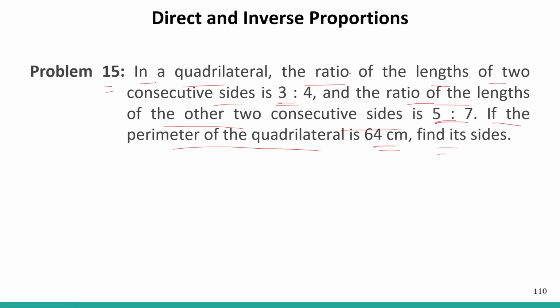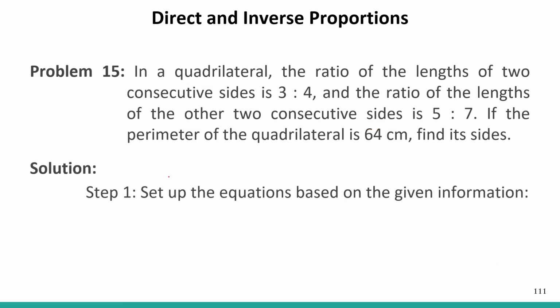Okay, you have a quadrilateral, the ratio of the lengths of two consecutive sides. Let's say you have a quadrilateral here, A, B, C and D. So AB by BC is equal to 3:4, which is given, and the ratio of the lengths of the other two consecutive sides, CD by AD, is equal to 5/7, given here. So if the perimeter of the quadrilateral is 64 centimeter, then find its sides.